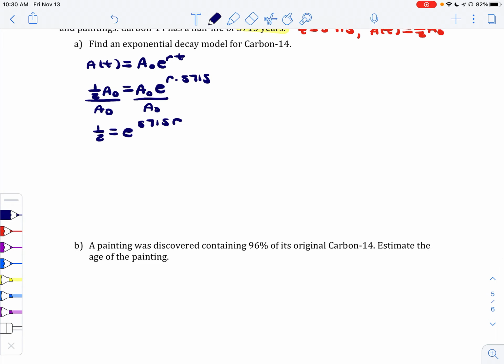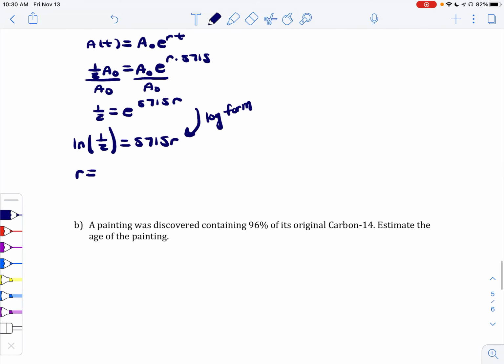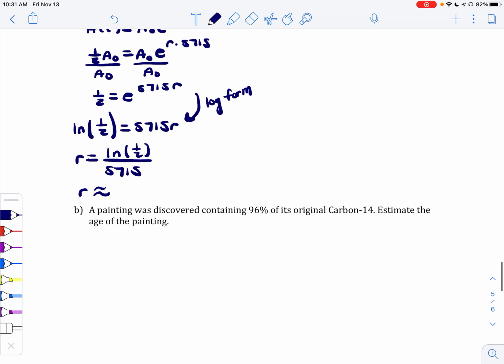5,715r. From there, we can switch it into log form. Remember, the log with a base of e is a natural log. So natural log of 1/2 is equal to 5,715r. And then just divide by the 5,715. And we come out with an r value that's approximately negative 0.000121.